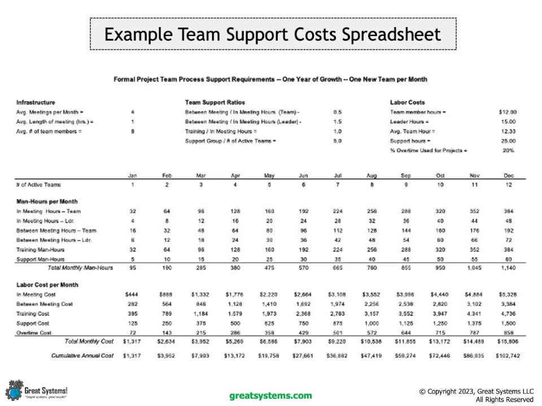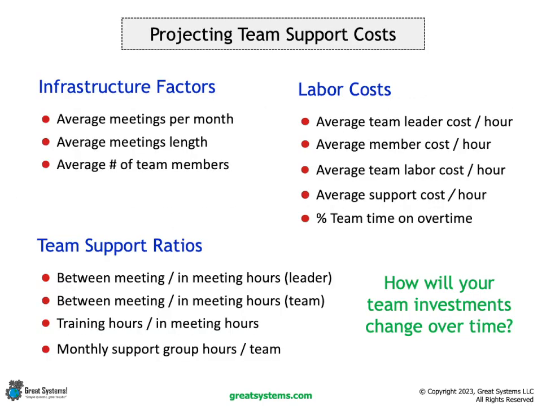For example, for every meeting held, you should also expect to invest 1 hour of training time. The fourth ratio reflects the amount of time per month in support help, such as engineering, maintenance, accounting, or information technology, that each active team will need.